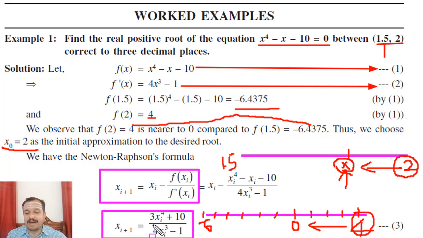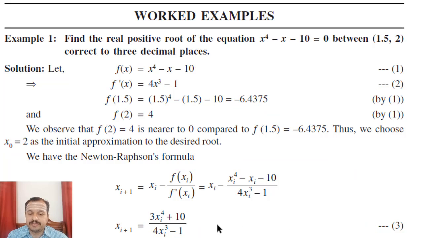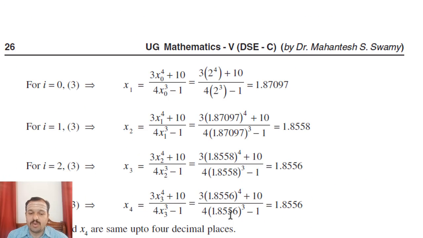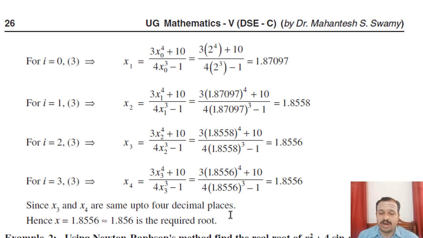As far as this example is concerned, this is now available as the ready formula, and it is in equation number 3. And we will go on substituting i equal to 0, 1, 2, 3, and so on, and we will be getting the improved values of x.